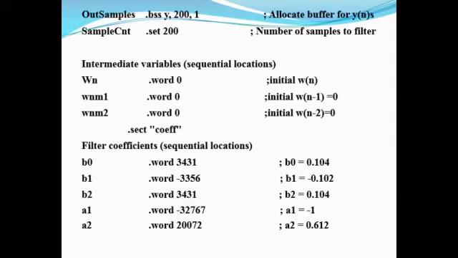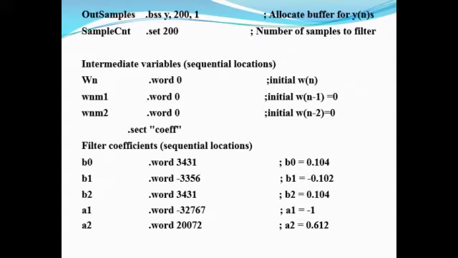Then filter coefficients, again they are in sequential locations. So b0, b1, b2, b3, etc. But here we have taken b0, b1, b2 because it is a second order filter. So these values are assigned for b0, b1 and b2. Similarly a1 and a2. So that is what we are going to consider, representing this as the variable name for the filter coefficients b0, b1, b2, a1 and a2, followed by the type, which is a word.